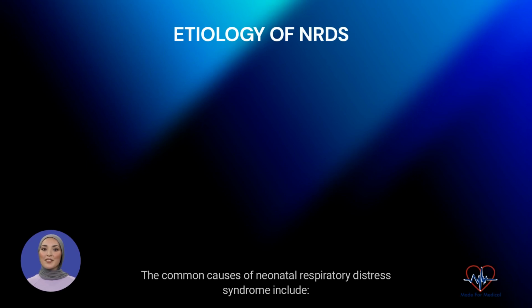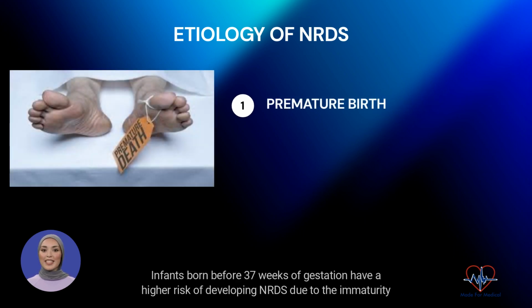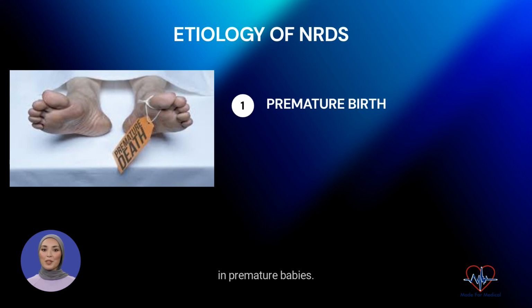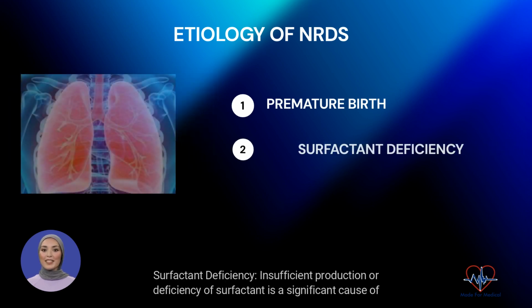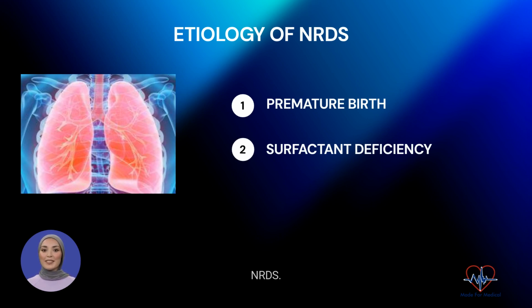The common causes of neonatal respiratory distress syndrome include: premature birth. The most common cause of NRDS is premature birth. Infants born before 37 weeks of gestation have a higher risk of developing NRDS due to the immaturity of their lungs. Surfactant production, a vital substance that helps keep the air sacs in the lungs open, is often inadequate in premature babies. Surfactant deficiency. Insufficient production or deficiency of surfactant is a significant cause of NRDS.